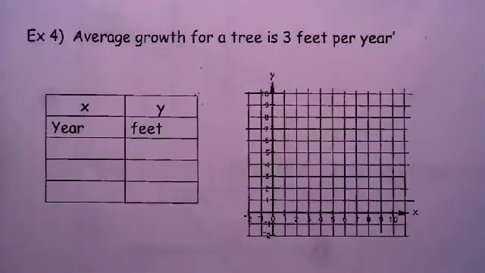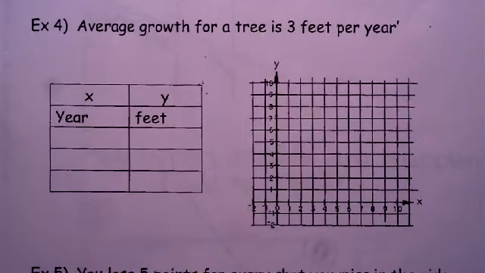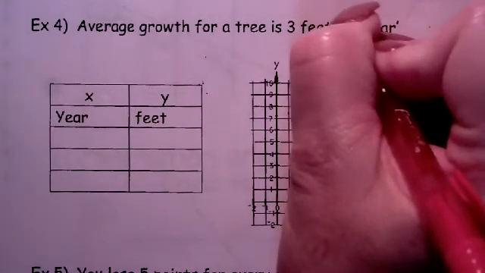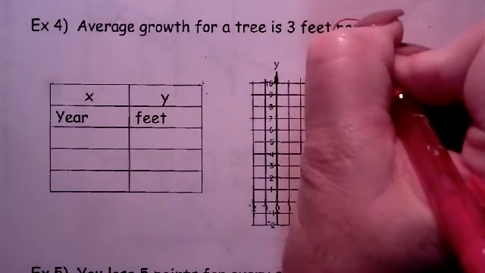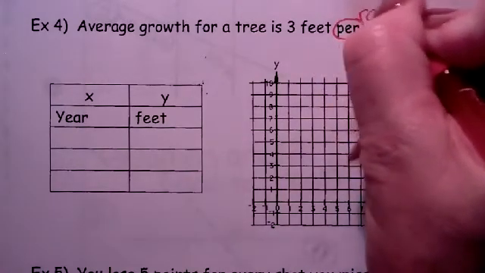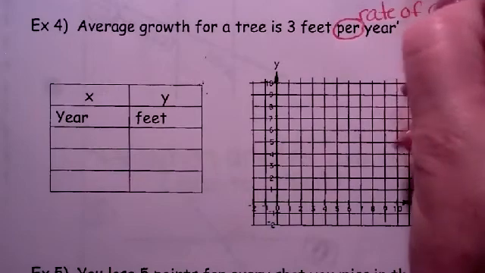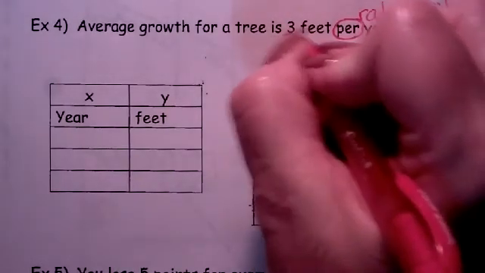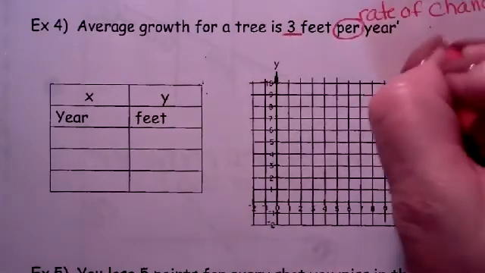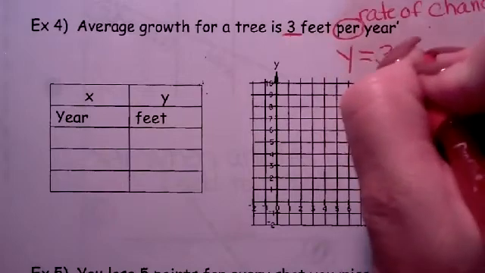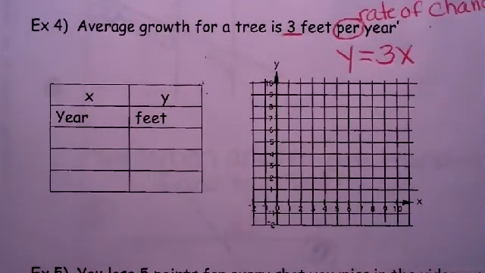Okay. The average growth for a tree is 3 feet per year. Something I want you guys to start recognizing. The word per means that I have a rate of change. Okay. So that means 3 is going to be my M. So I've got Y equals 3X.